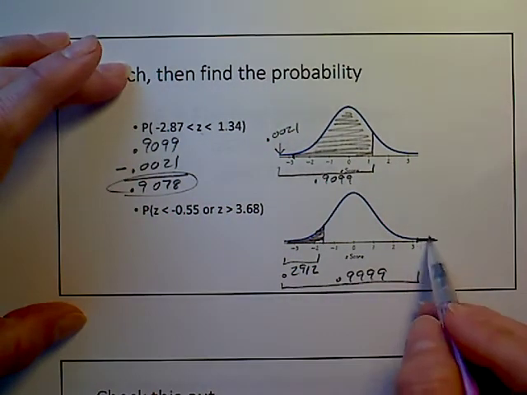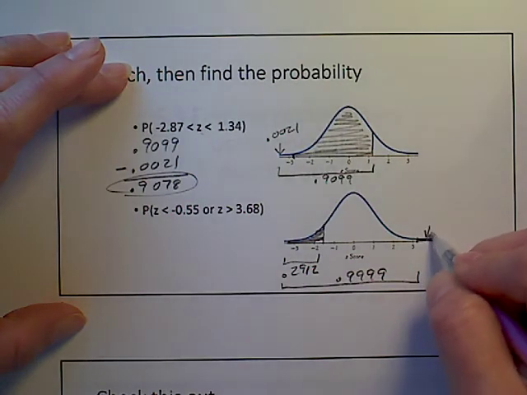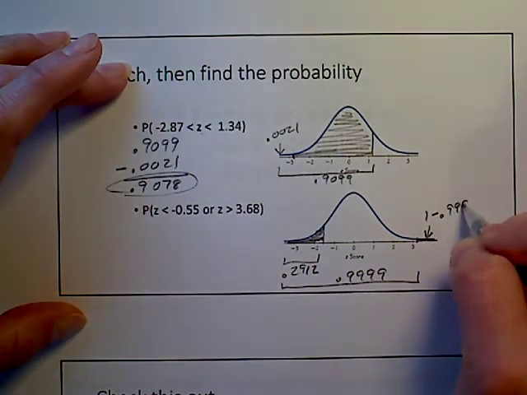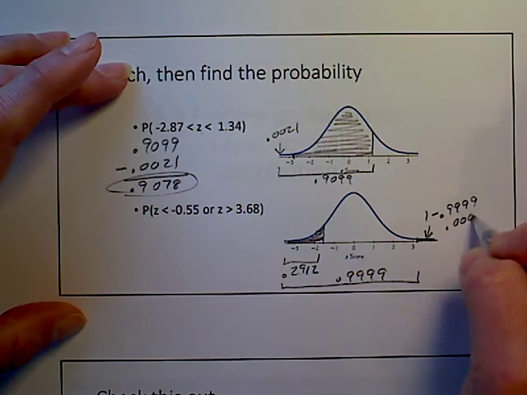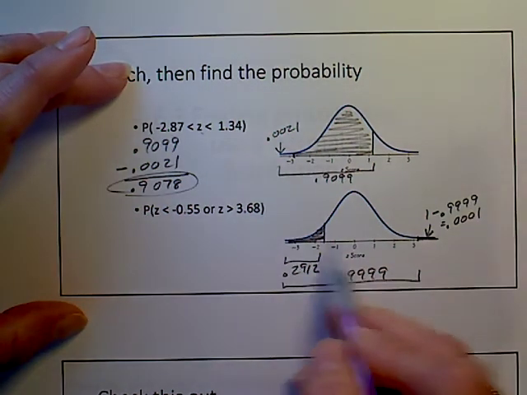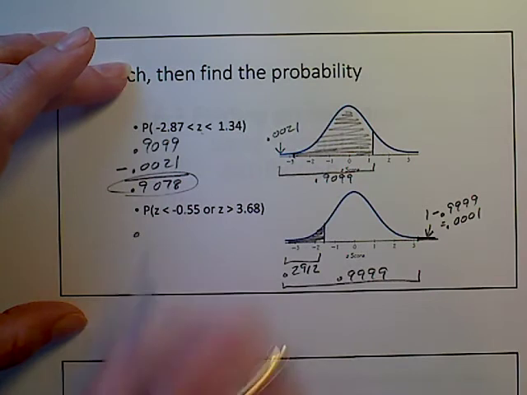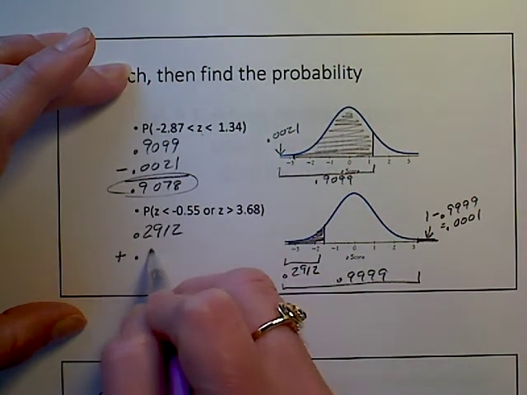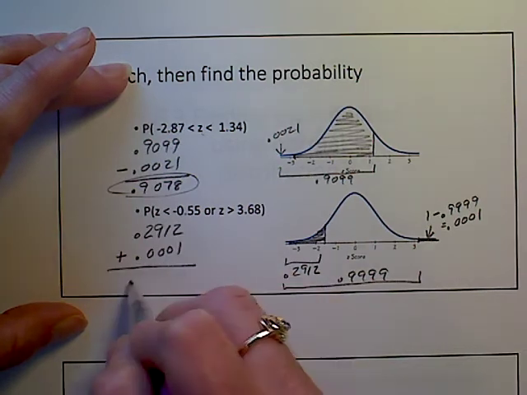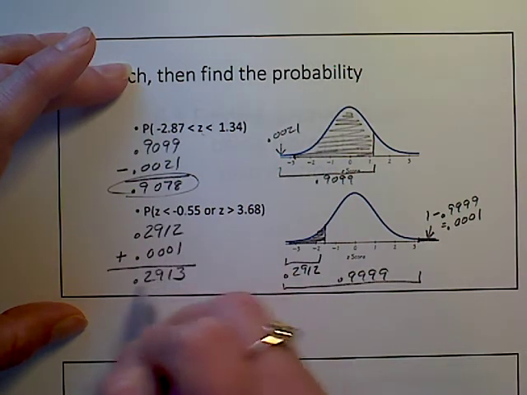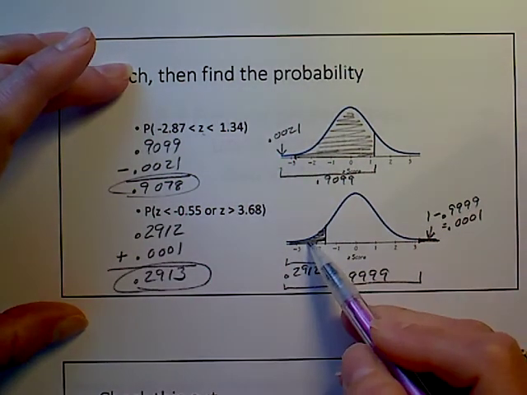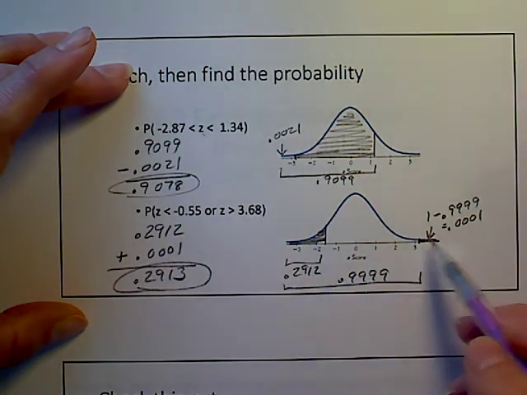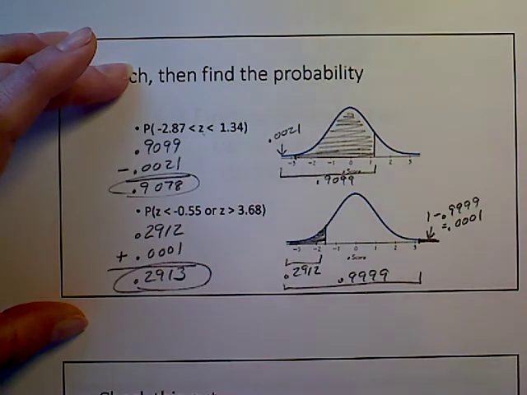Alright, what do I need to do with these two? Well, I need to find this area first. So it's 1 minus 0.9999, which is 0.0001. So I need to add these two together because I'm combining the two areas. I want you to keep in mind that these are probabilities. Okay, so we're finding the probability of it being here or here and adding those two together, combining.